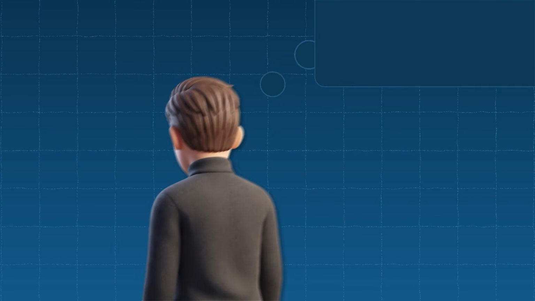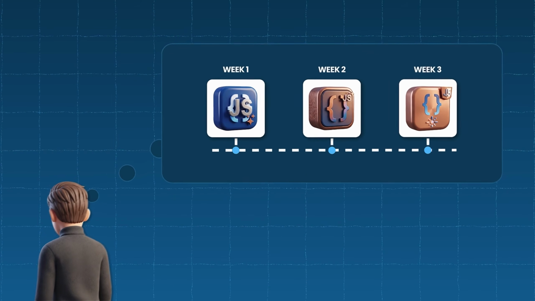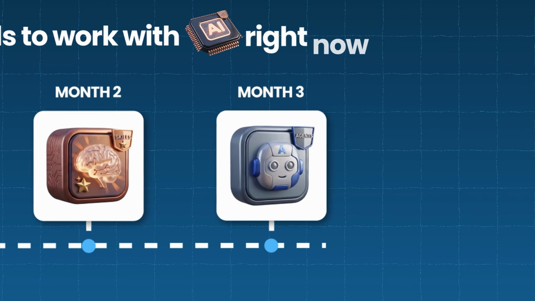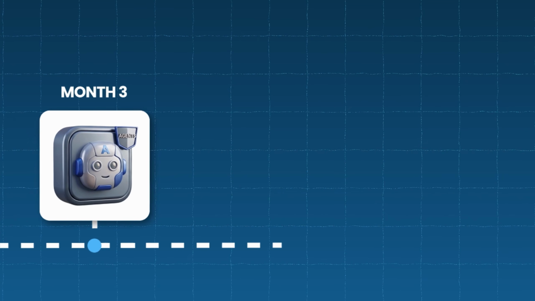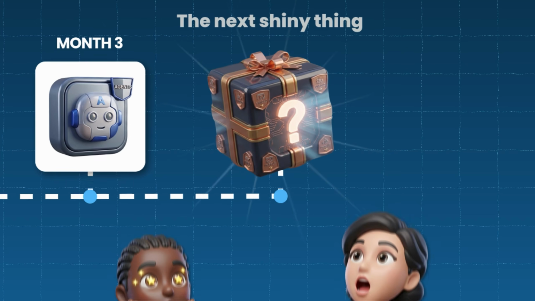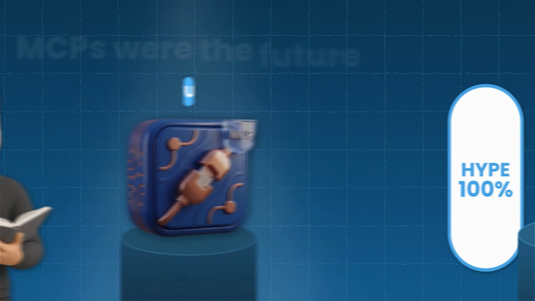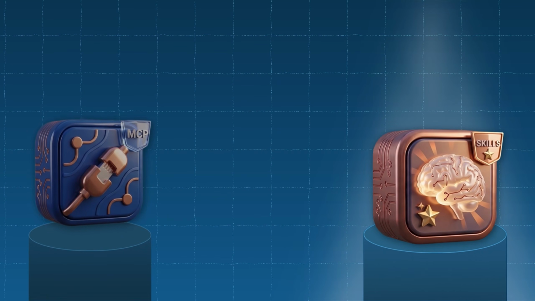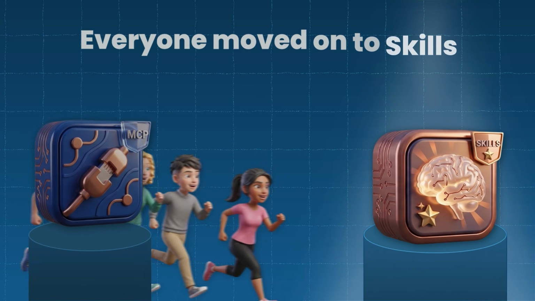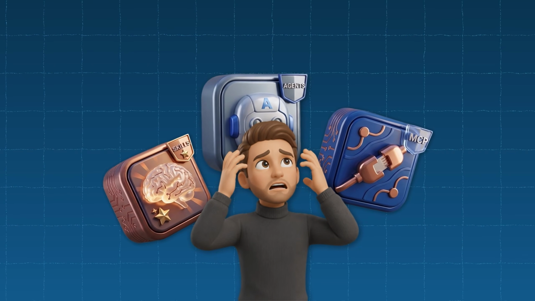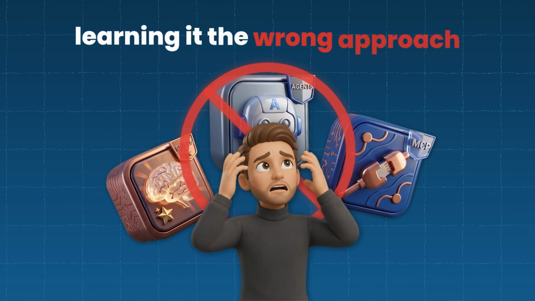Remember when it felt like a new JavaScript framework was dropping every week? That's how it feels to work with AI right now. Every few months, there's a new, shiny thing that everyone is talking about. At first, MCPs were the future, something that you had to learn. And before most people even caught up with them, everyone moved on to creating skills. The problem is that most developers are learning these technologies using the wrong approach.